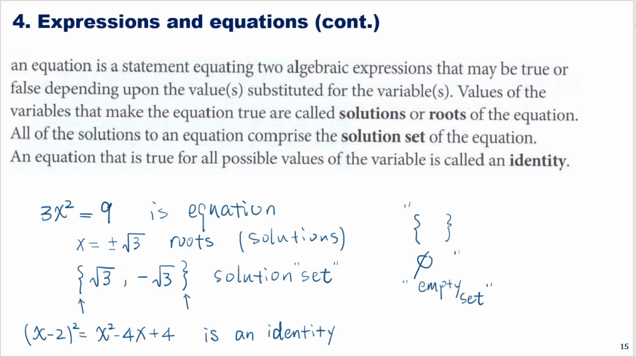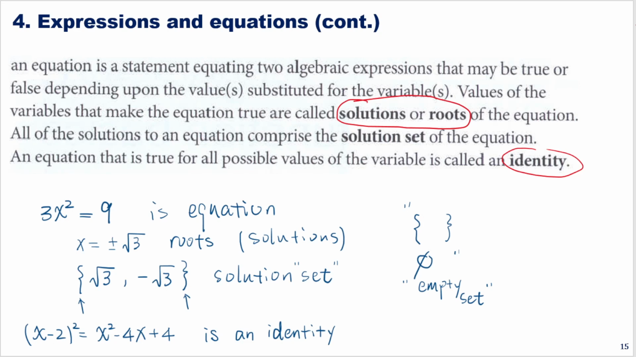On the other side, an equation is a statement equating two algebraic expressions that might be true or false depending on the values substituted for the variable or variables. Values of the variables that make the equation true are called solutions or roots of the equation. All of the solutions to an equation comprise the solution set of the equation. An equation that is true for all possible values of the variable is called an identity. Okay, we'll talk about equations and how to solve an equation later in this course. So currently don't worry about the solution of an equation, okay?